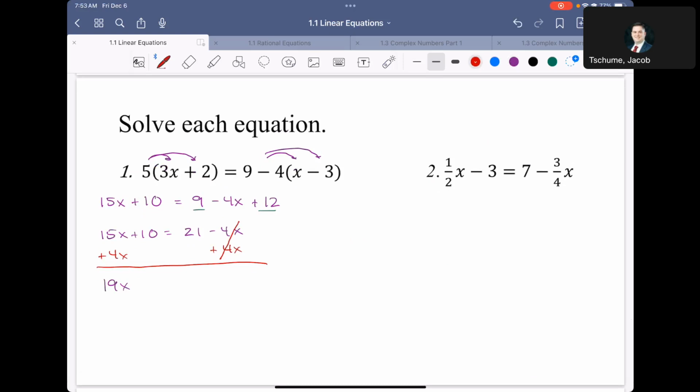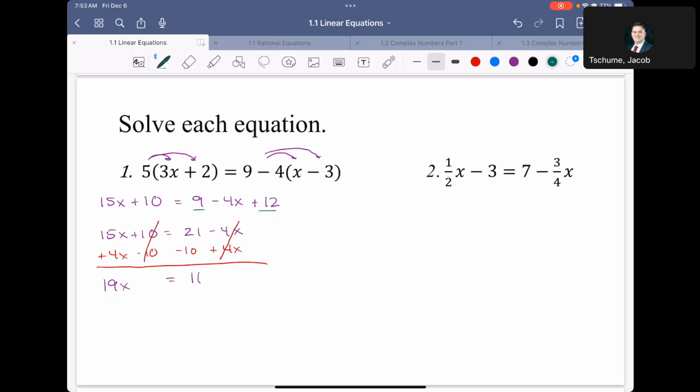Similarly, I need to now move the numbers to the other side. So I need to move this 10 over to the right-hand side. So the opposite of plus 10 is minus 10. So I'm going to do that to both sides and every number I see. So I'm going to cross those out. And then if I bring down my equal sign, I know on the right-hand side, 21 minus 10 would be 11.